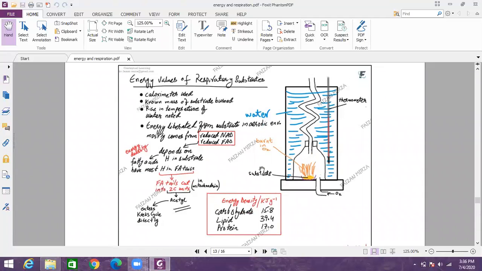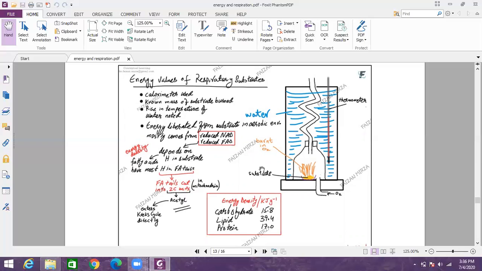Energy density is the amount of energy which is stored per unit mass of a respiratory substrate. There are three types of respiratory substrate: carbohydrates, lipids, and proteins. Carbohydrates have an energy density of 15.8 kilojoules per gram. Lipids have 39.4 kilojoules per gram. Proteins have 17.0 kilojoules per gram. You should learn these values, and these should be quoted with appropriate units in your answer.